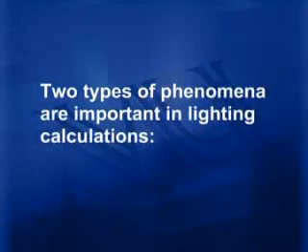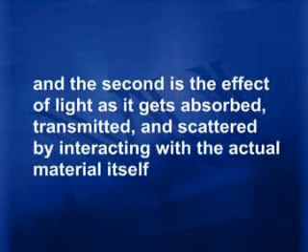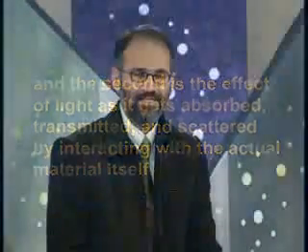Two types of phenomena are important in lighting calculations that we need to consider, that we will be using. The first is the interaction of light with the surface boundary. The most primitive one. We have indirectly talked about it. Today we are going to go into the details of this. And the second one is the effect of light as it gets absorbed, transmitted, and scattered by interacting with the actual material itself. And this is the topic of today's lecture.